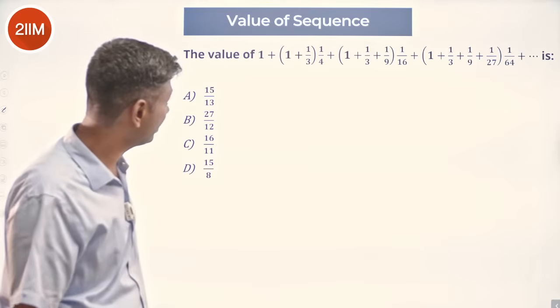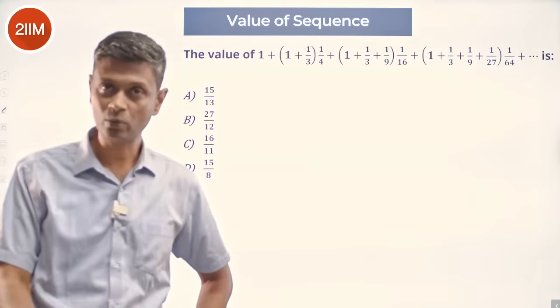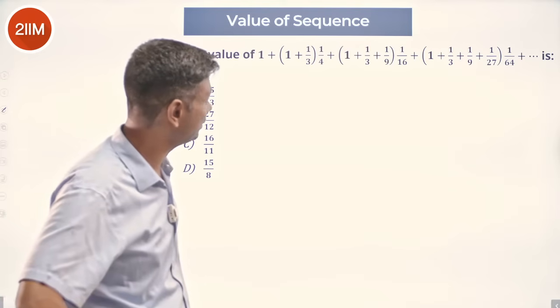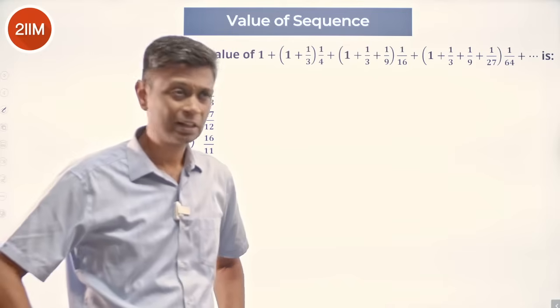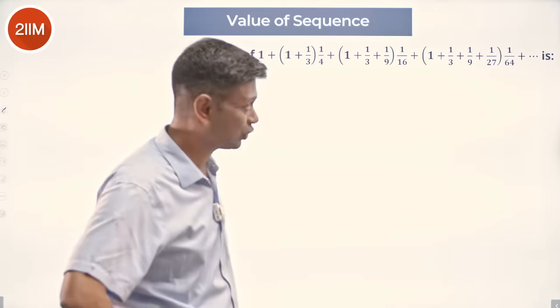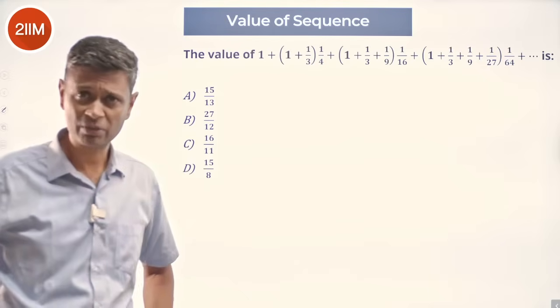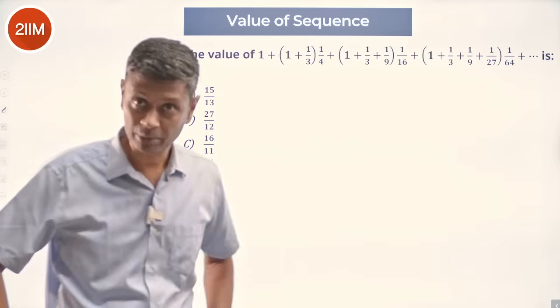So 1 plus 1 by 3 is 4 by 3, 4 by 3 into 1 by 4 comes to 1 by 3. 1 plus 1 by 3 plus 1 by 9, you have to figure that out: 9 plus 3 plus 1, 13 by 9 into 1 by 16. Not very friendly. I thought numbers would get cancelled and give us something very sweet. That is not happening. So what am I going to do?